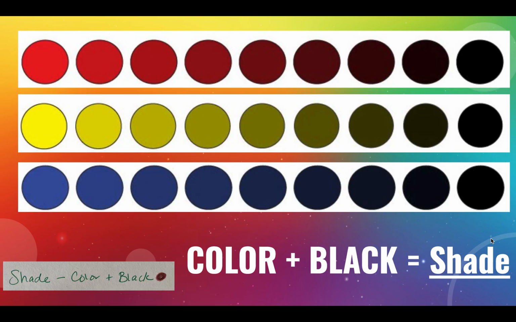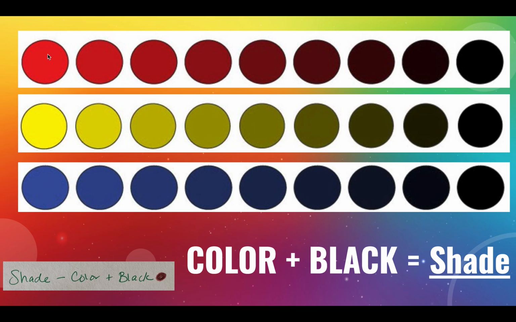And now we have the opposite, a shade. So a shade is when you're darkening a color. So one way to darken your color is doing the color plus black. That'll create a shade. Now, that's not the only way to darken a color, but let's keep it simple right now, where a shade is a color plus black.